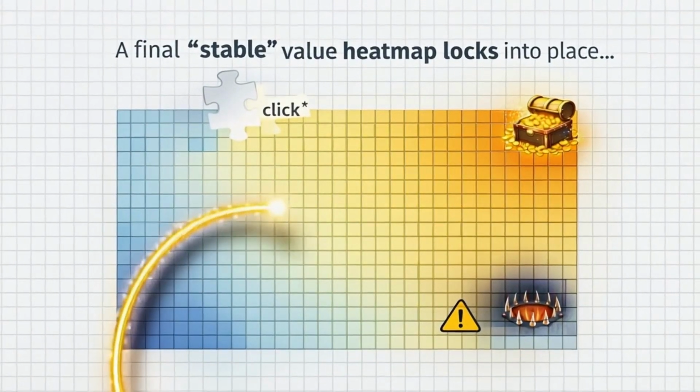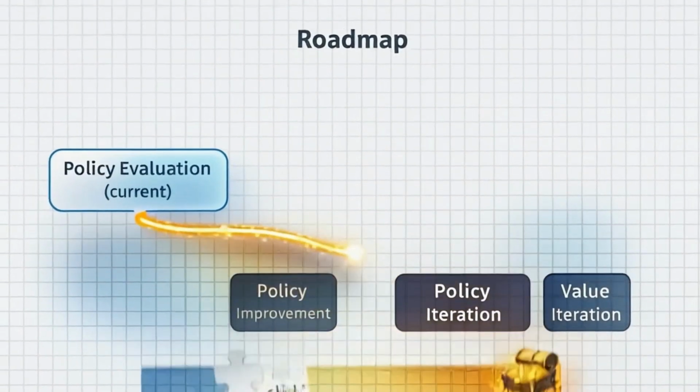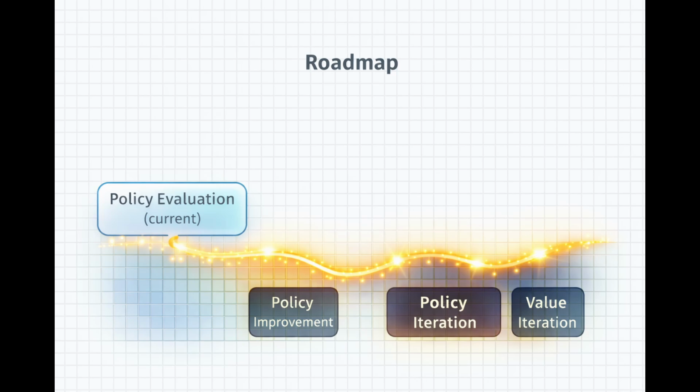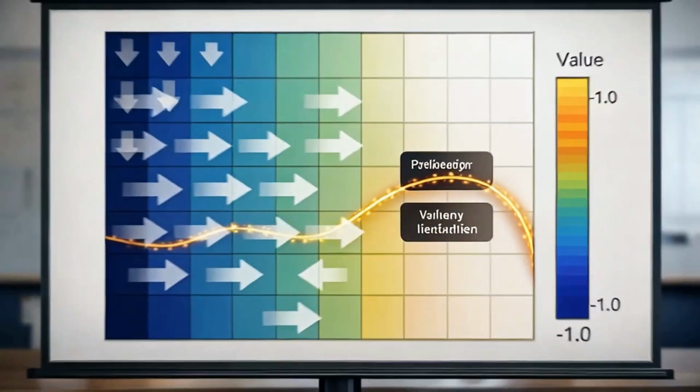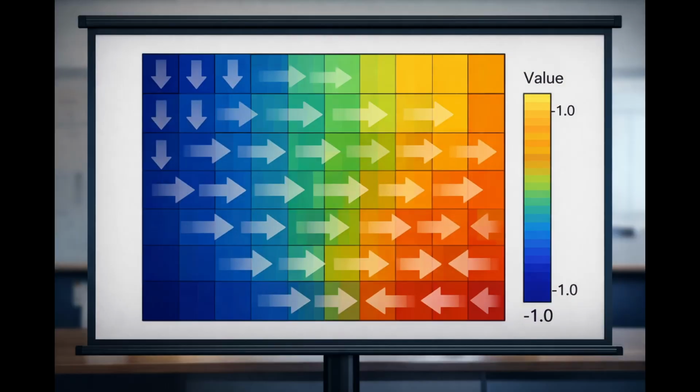In the next subpart, we'll take those values and perform policy improvement, turning the scorecard into smarter behavior. And once we combine evaluation and improvement in a loop, we get the full dynamic programming control algorithms, policy iteration and value iteration.